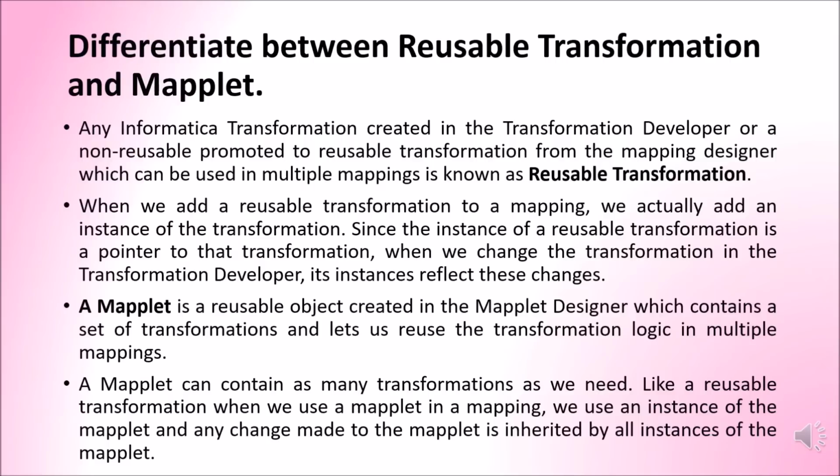Simply, if you want to use a single transformation multiple times in multiple mappings, we create a reusable transformation. If you want to use the same logic in multiple mappings, then we create a mapplet. But a mapplet contains a set of transformations, not a single transformation.